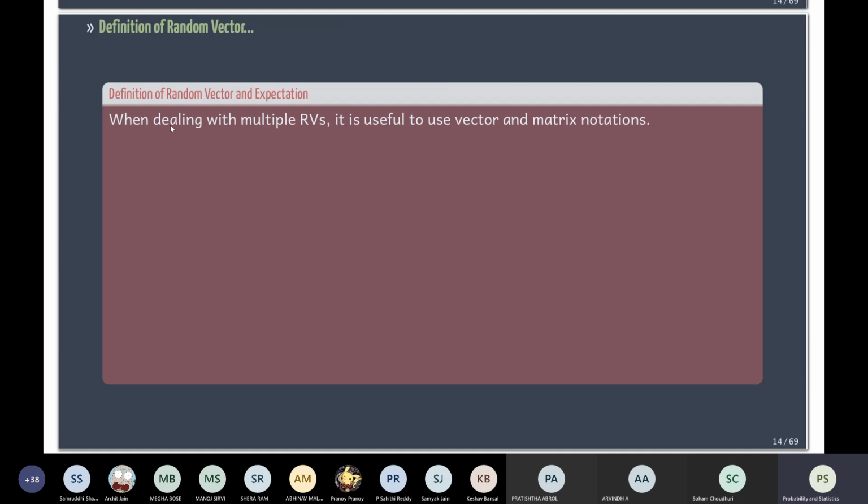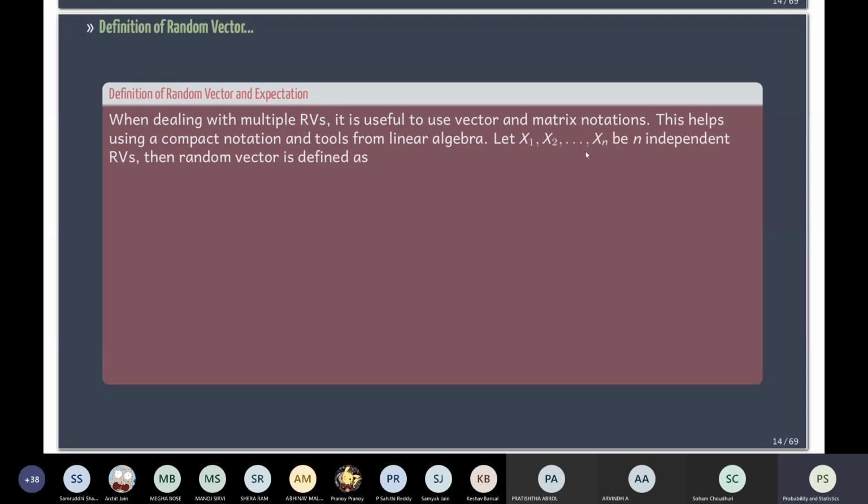So how do I define this? When dealing with multiple random variables, it is useful to use vector and matrix notation, obviously. This helps by using a compact notation and tools from linear algebra. Let x1 to xn be n independent random variables. Then the random vector is defined like this, as I said. So x is a random vector, and the components are random variables.